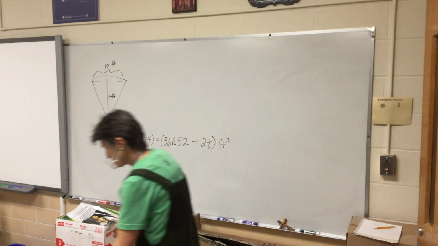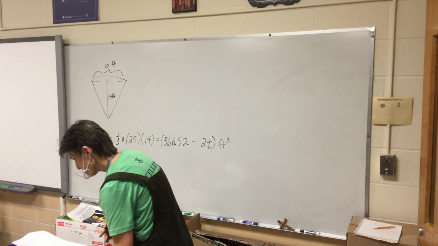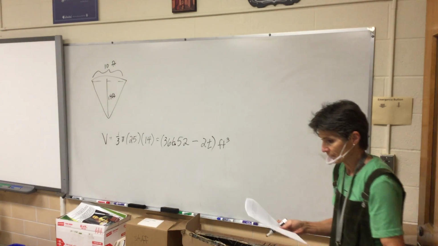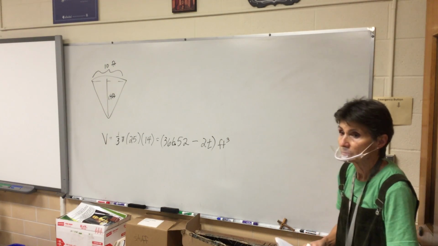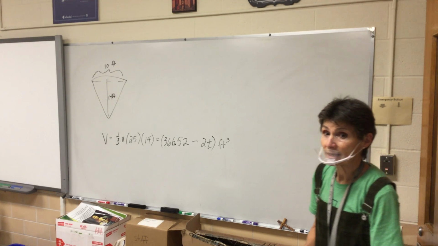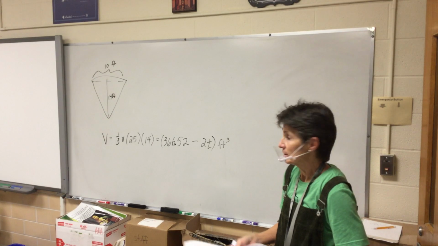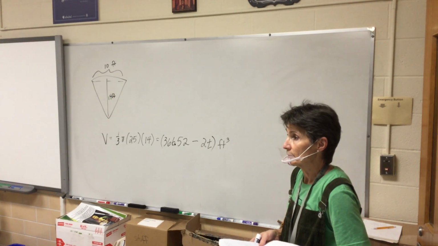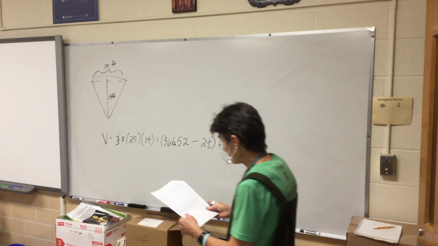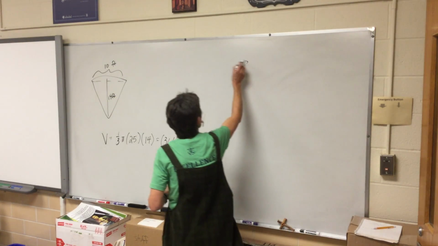So if we knew it was running out for 3 seconds, we would just put a 3 in there, right? And figure it out. All right, now we've got a cylindrical tank.